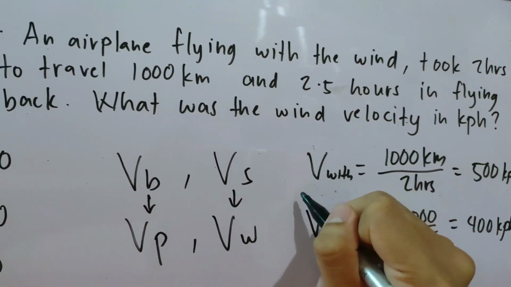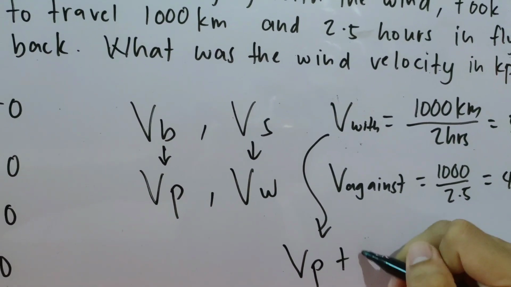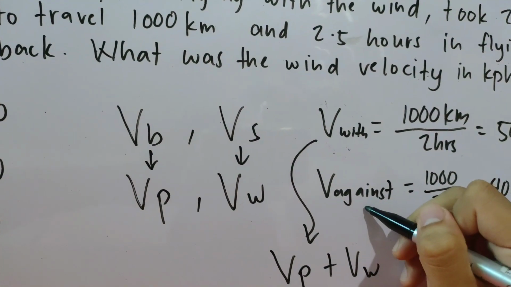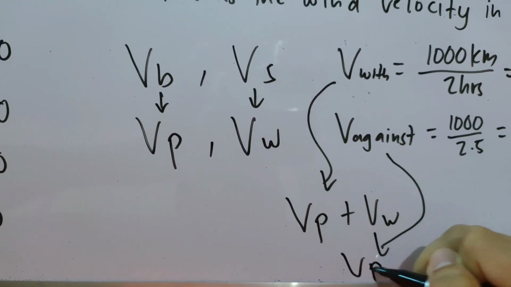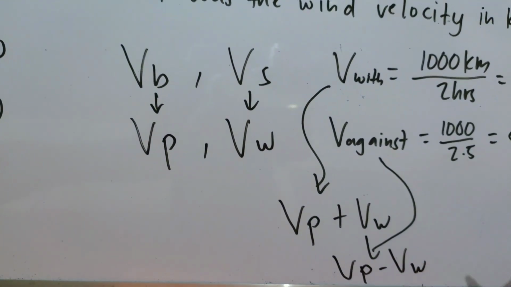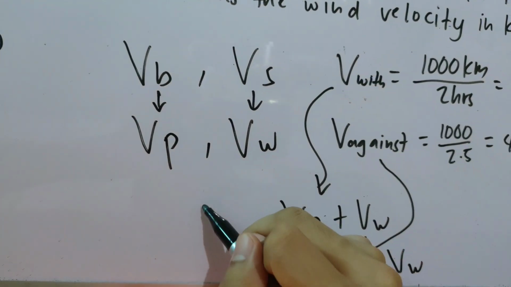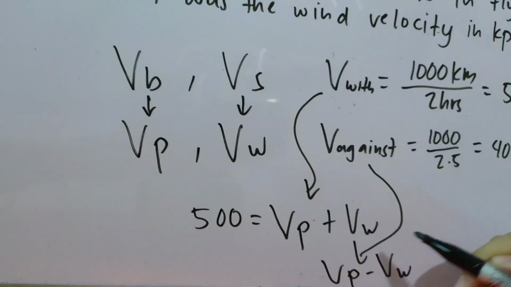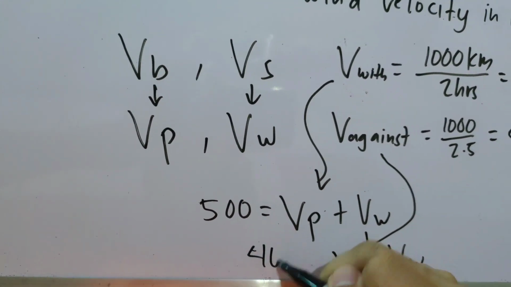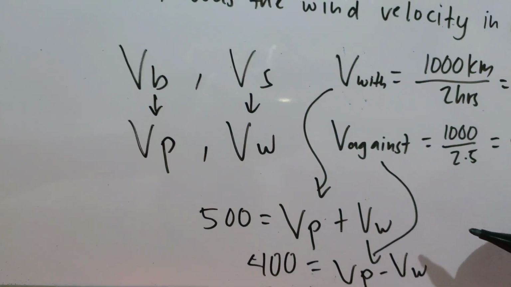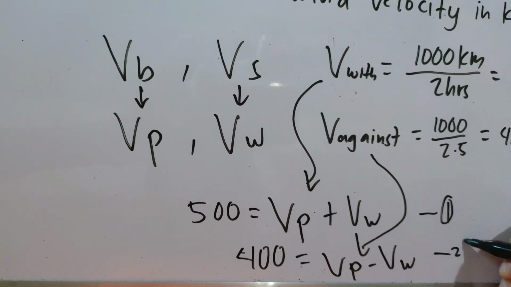So ito, yung velocity niya with the wind is equal to the sum of the velocity of the plane plus yung velocity ng wind. Tapos ito naman, yung velocity niya against the wind is equal to velocity of the plane minus velocity of the wind. So ibig sabihin, Vp plus Vw is equal to 500 kph. Tapos ito naman, Vp minus Vw is equal to 400 kph. So, meron na tayong 2 equations with 2 unknowns. Ito yung equation 1, ito yung equation 2.